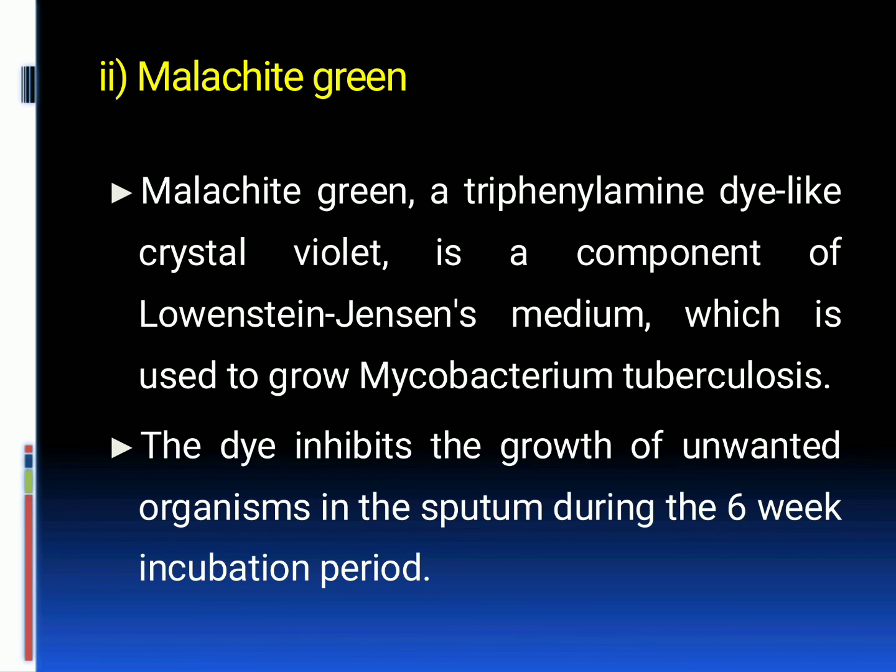Malachite green is a triphenylmethane dye like crystal violet, a component of Lowenstein-Jensen medium, LJ medium, which is used to grow Mycobacterium tuberculosis, the special medium for Mycobacterium tuberculosis. The dye inhibits growth of unwanted organisms in the sputum during this 6-week incubation period. LJ medium has a green color appearance, a special type of medium for Mycobacterium tuberculosis.